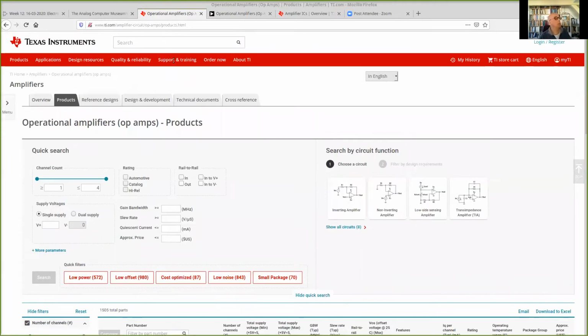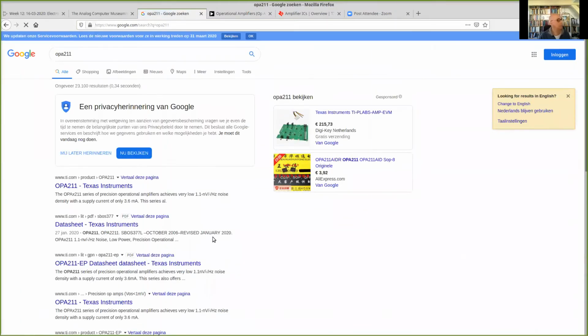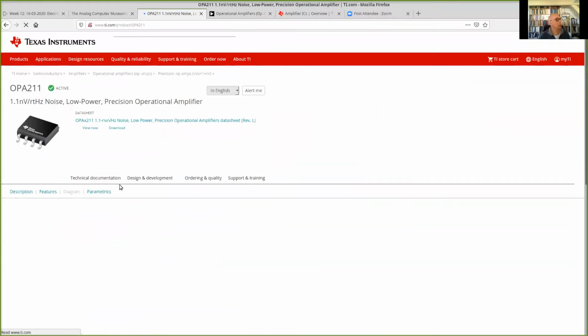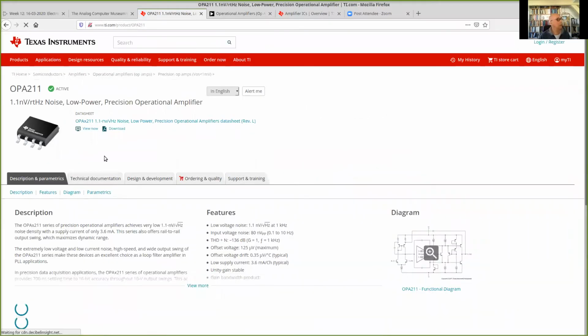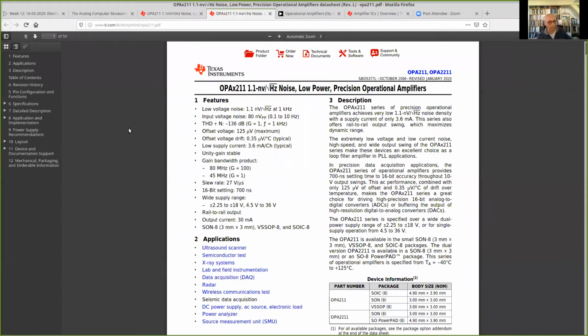Let's find an operational amplifier, and I know one that is really nice to model, which is the OPA211 of Texas Instruments. And we do the download datasheet. So let's say from this operational amplifier we want to make a small signal dynamic model.